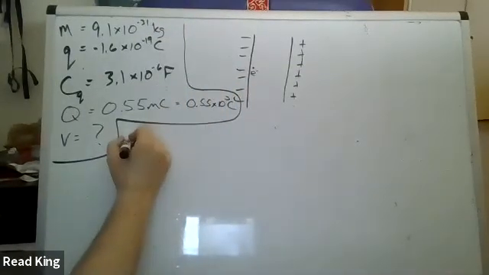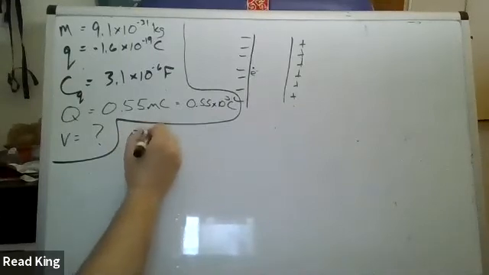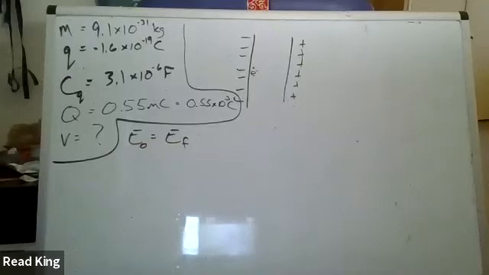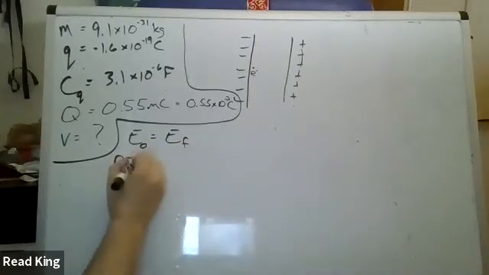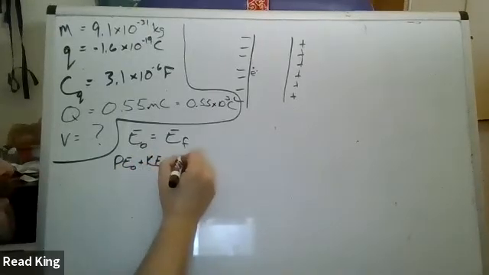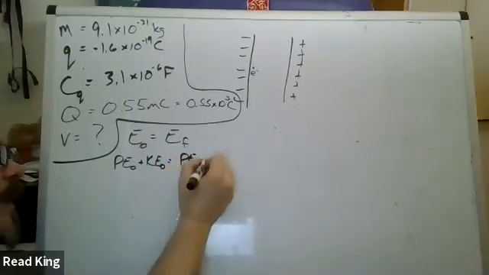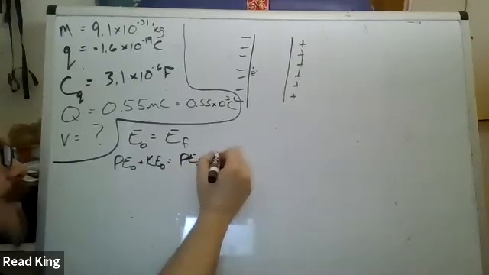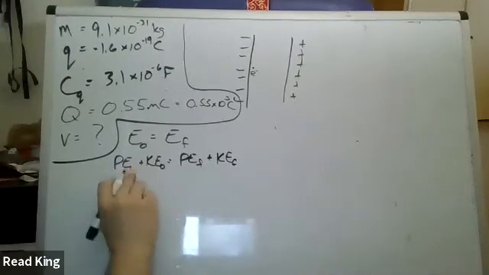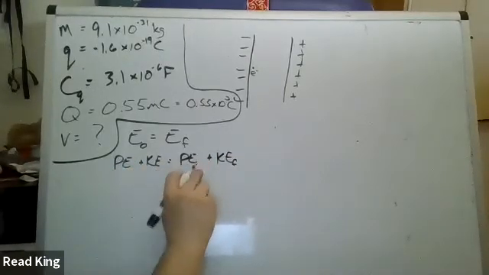So again, starting off, we're going to have total energy before equals total energy afterwards. Energy initial equals energy final. That's going to be potential energy initial plus kinetic energy initial equals potential energy final plus kinetic energy final. Actually, you know what? I'm going to do this in reverse so I don't have to flip things around anymore.